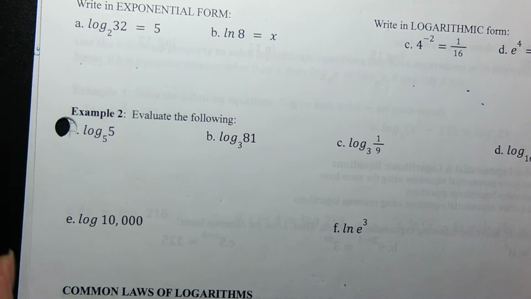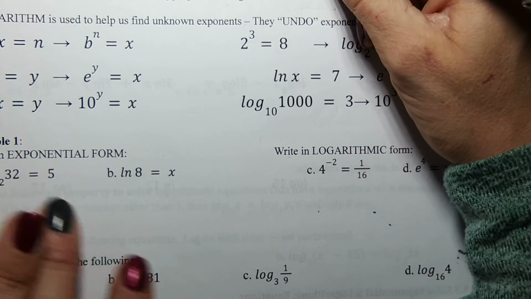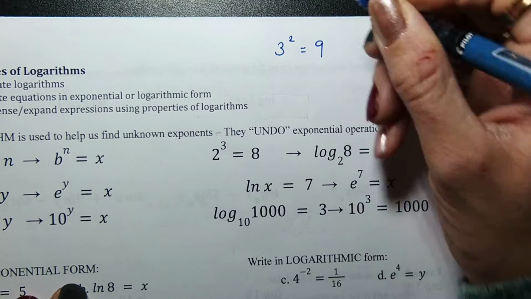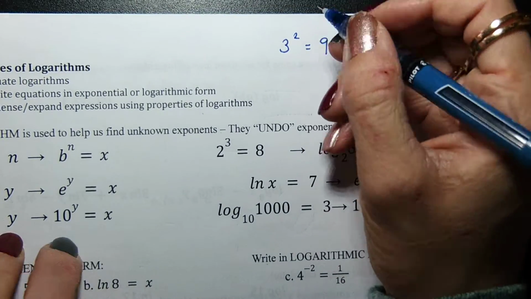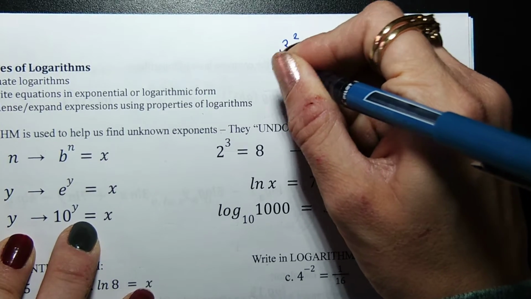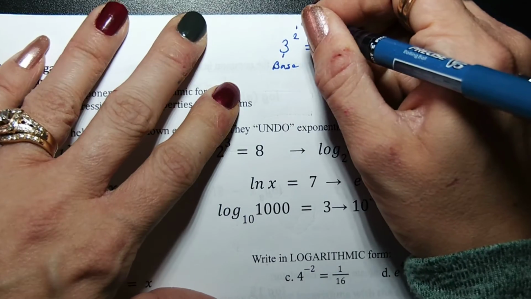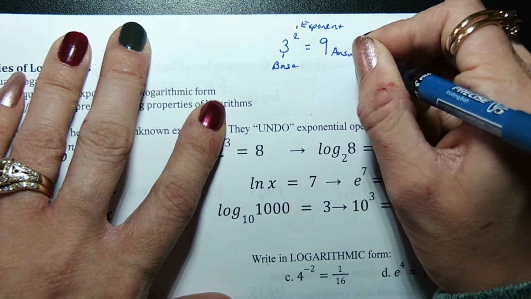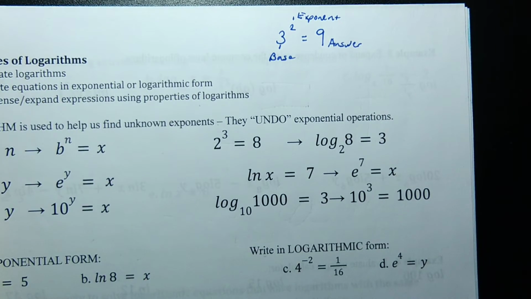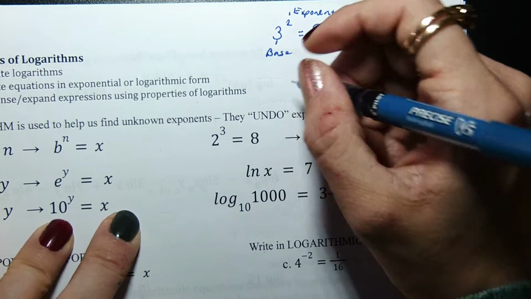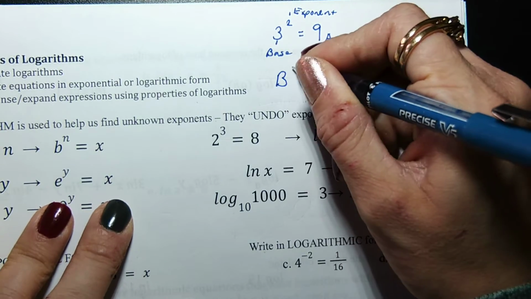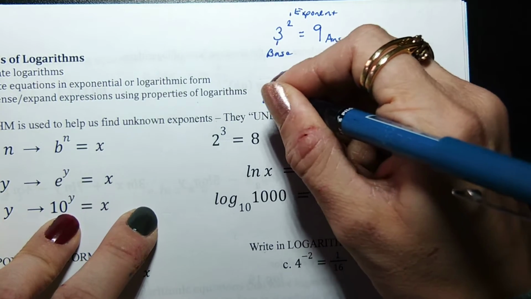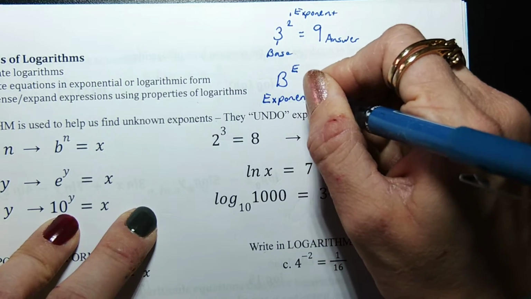So, looking at this problem, we're going to say that 3 squared is 9. We're on page 3, up at the top, skipping page 2 for right now. We're going to say that 3 is the base, 2 is the exponent, and we're going to call 9 the answer. So in a general sense, we could say that exponential form is base raised to an exponent equals an answer. So that is exponential form.